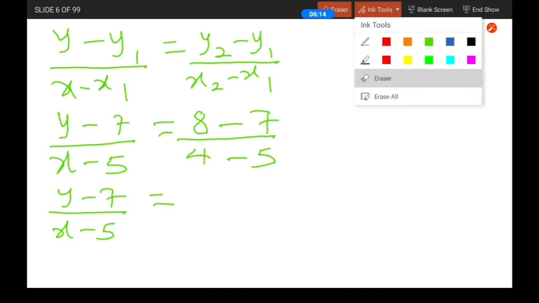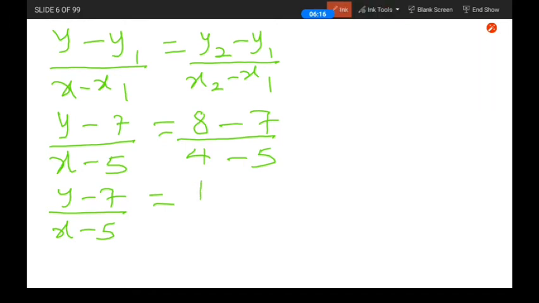8 minus 7 will give us 1, right? Then 4 minus 5 will give us what? Minus 1. What do we do next? Cross multiply. So if you cross multiply very well, we get minus 1 times y will give us minus y. Minus 7 times minus 1 will give us plus 7. Then equals 1 times x will give us x. Then 1 times minus 5 will give us minus 5.